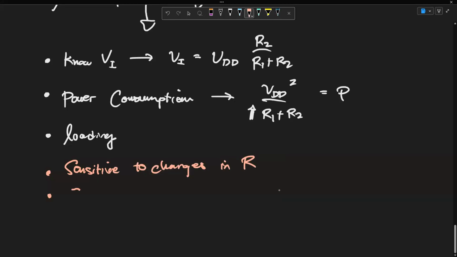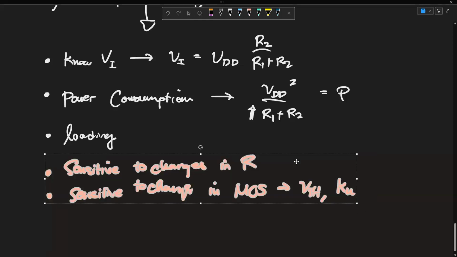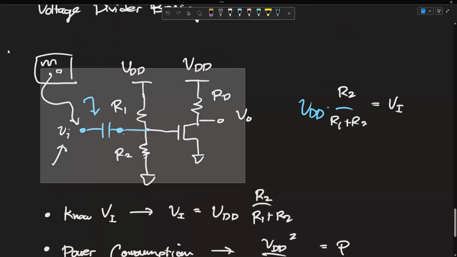Can also be sensitive to changes in the transistor itself, no? That is, nagbabago yung VTH natin, nagbabago yung KL, no? So VTH and KL lang naman. Nakalump na yung lahat ng ibang changes, no? So this circuit is extremely sensitive, no?